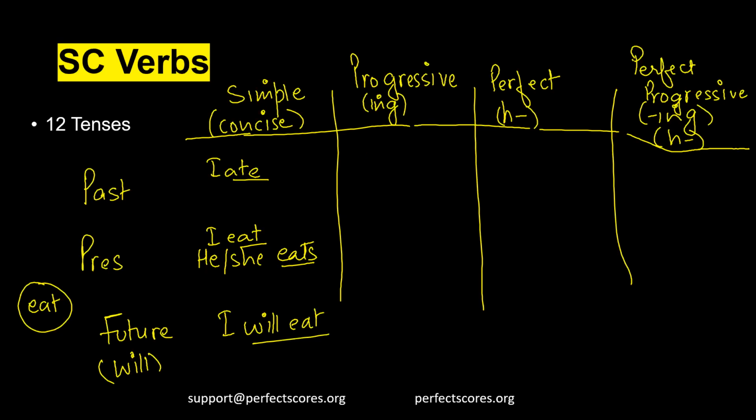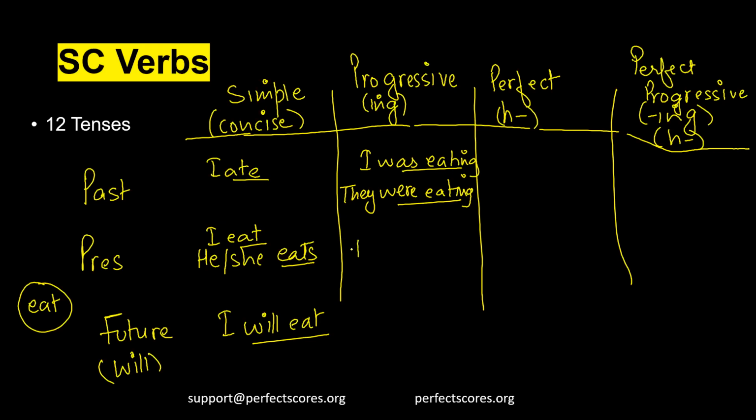Now, progressive. In the past, you either use was or were. So I was eating, he or she was eating, they were eating. And just be careful about I, because I doesn't follow a whole lot of rules. As you can see over here, in the present simple, I is following the rule that's meant for all the plural nouns. But over here in the progressive past, I is following the rules meant for all the singular pronouns. So you need to be a little careful with I.